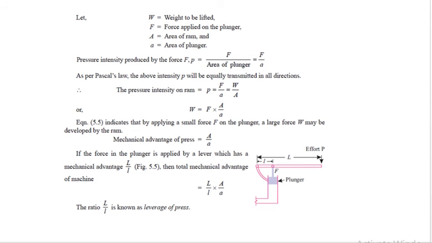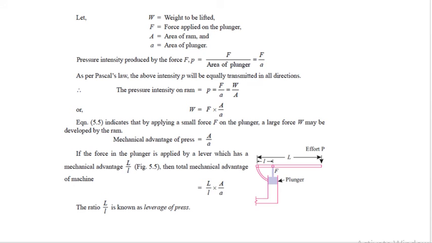As per Pascal's law, the above intensity P will be equally transmitted in all directions. So pressure intensity on ram will be F by small a, that will be equal to W, the weight which we have to lift, upon area of the ram. So W will be F into capital A upon small a. So by applying a small force F on the plunger, a large force W may be developed by the ram. So mechanical advantage of press will be capital A upon small a.